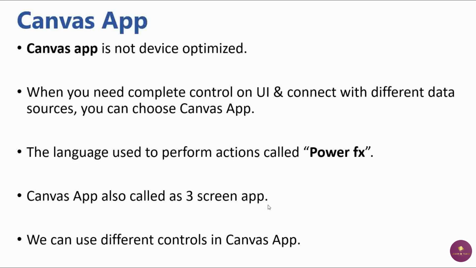And we can use different controls in a Canvas app like labels, text boxes, buttons, sliders, rating control, radio, audio, video, camera, barcode scanner, all this. Let's go to CRM and create a simple Canvas app. We can create a Canvas app in three ways: from a blank app, meaning scratch, or from Dataverse, or templates. Today in this session I will show you how to create it using Dataverse.